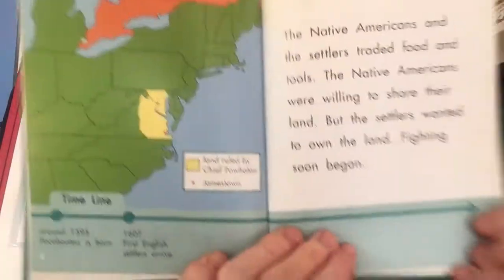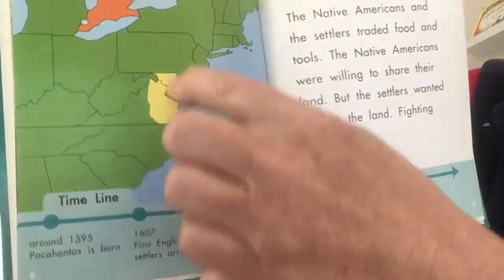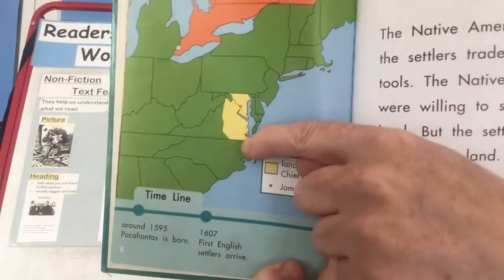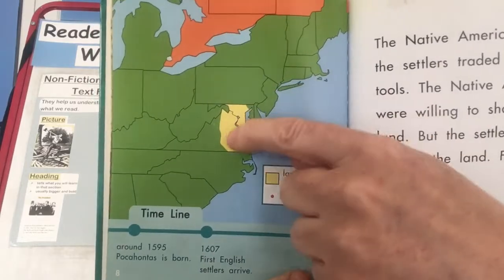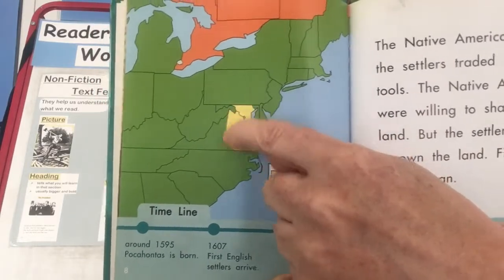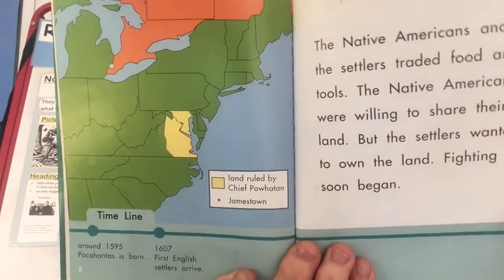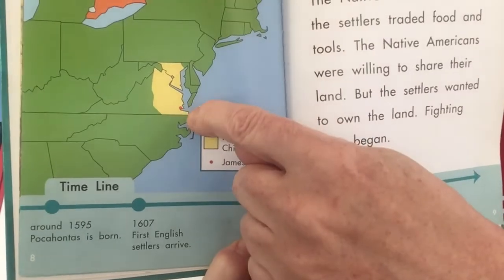Here's a map showing the land that was ruled by Chief Powhatan, and this is on top of a map that shows what our state is like today. So here's Virginia and here's Maryland. So he was the ruler over a lot of land. And the little red dot of Jamestown is where the settlers came.